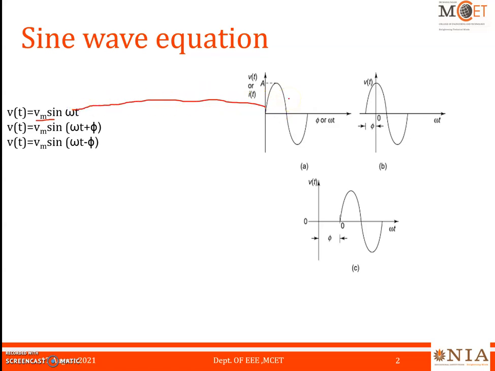With respect to the reference, this can be represented as advance, so this can be represented as Vm sin(omega t plus phi). See, here it is delay, so this can be represented as Vm sin(omega t minus phi). This is the general way we have to represent the sine wave equation.